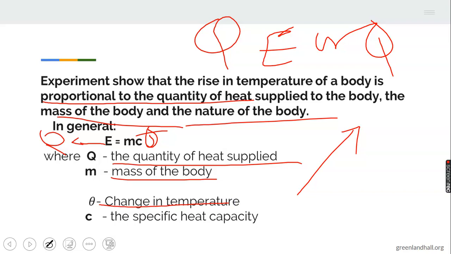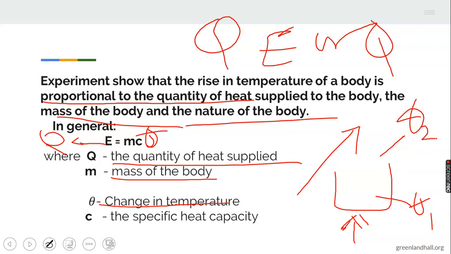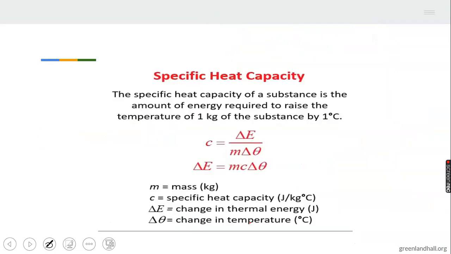For instance, when you have a cup of water placed on a gas, the initial temperature of the water, let's assume, is θ1. By the time you supply the heat for some minutes, the temperature would have changed, let's say θ2. Now, the difference between θ2 and θ1 is what we call temperature change. And c is the specific heat capacity, which we call the nature of the substance.